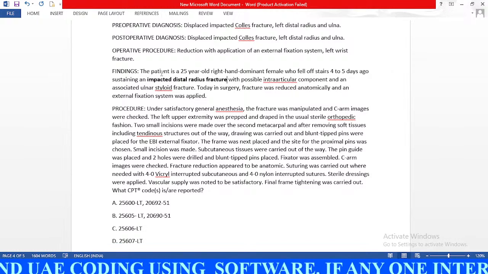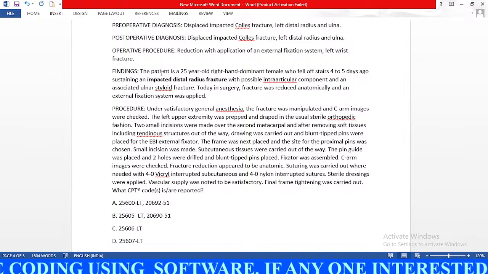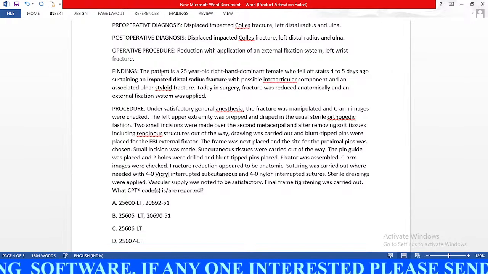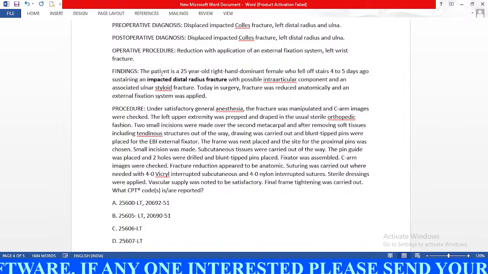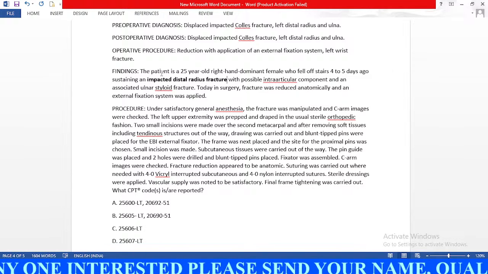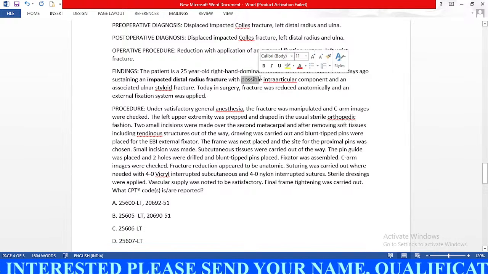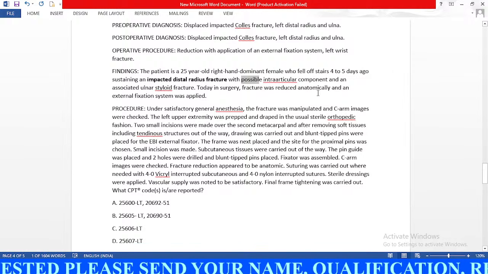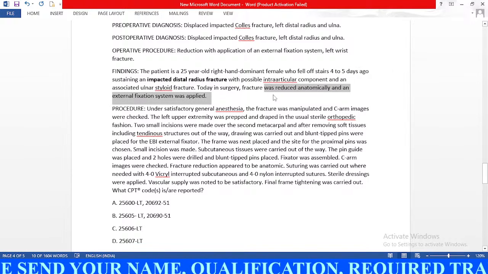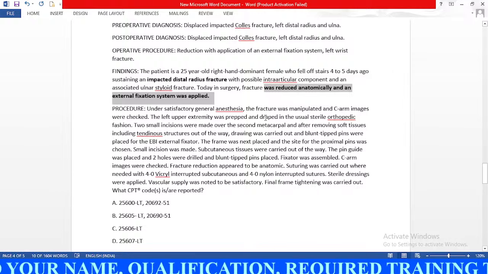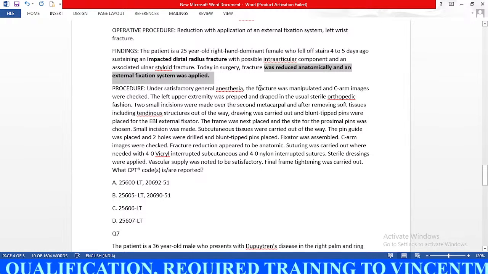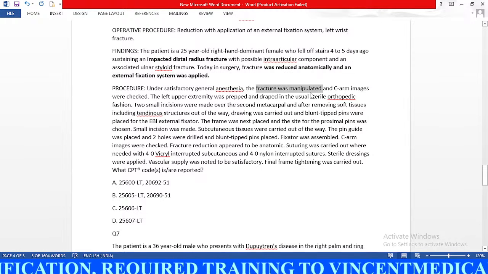So as all of us know, we have proximal and distal. So here it is distal radius fracture with possible intra-articular component and an associated ulnar styloid fracture. So intra-articular means this fracture may lead to intra-articular, inside the joint also, but that is not confirmed here as it is mentioned possible. So today in surgery, fracture was reduced anatomically and an external fixation system was applied. So here manually physician has reduced the fracture and applied the fixation. Under satisfactory general anesthesia, the fracture was manipulated. So this is the very important keyword here while coding this.